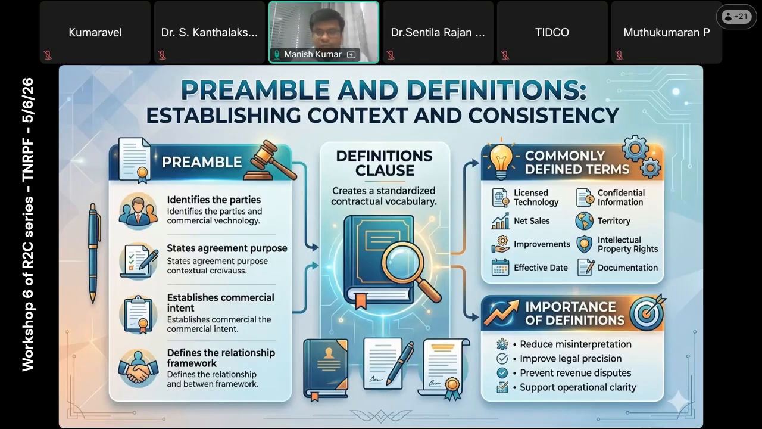And similarly, for example, improvements. What happens to improvement? A lot of times improvement becomes part of the IPR itself, and you can define if improvement becomes a separate IP.